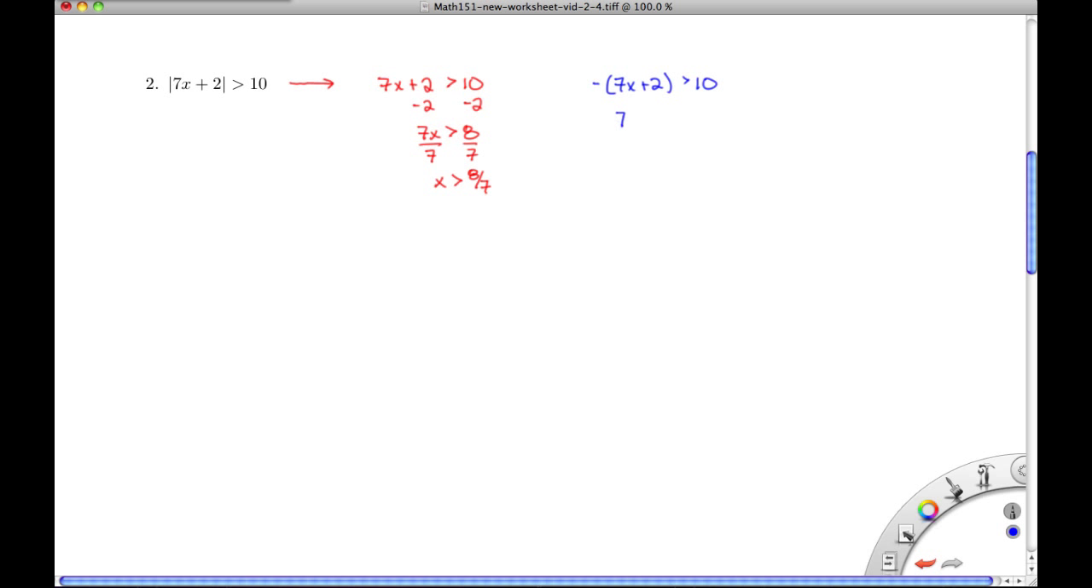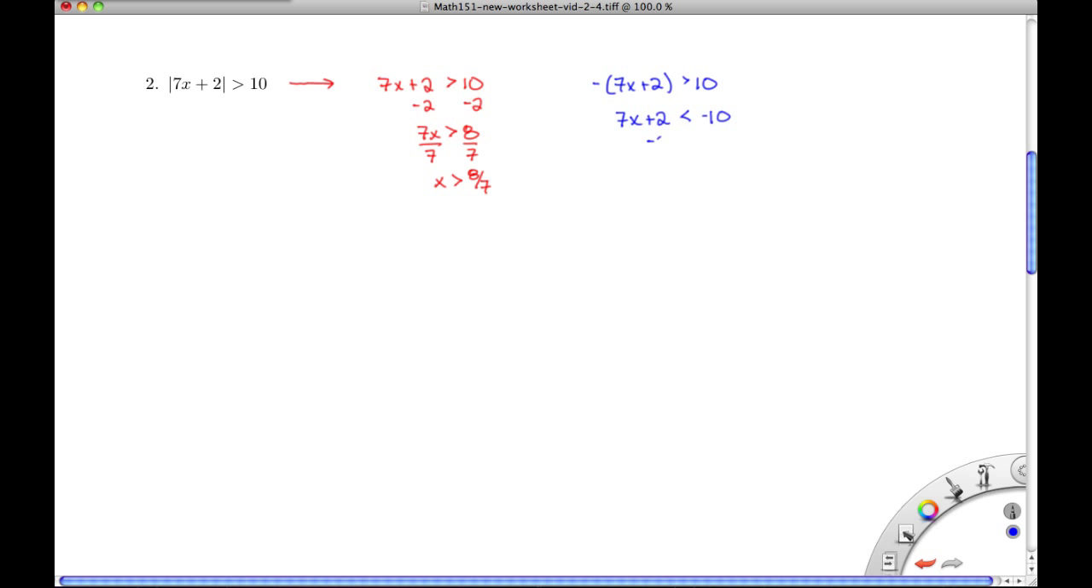For this next one, again, I'm going to go ahead and multiply both sides by -1, and that's going to give me 7x plus 2 is strictly less than, so we flip the inequality sign, and then we also change the +10 to a -10. Now we go ahead and we solve for x. By the way, just as an aside, if you had wanted to distribute this negative through, you'd still end up with the same solution. But just thought I'd mention that.